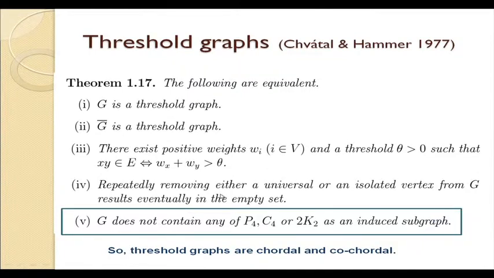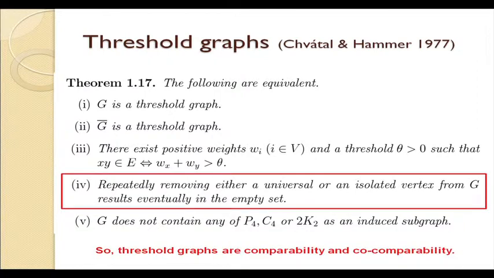The fourth and fifth I'm going to show you in reverse order. The fifth is a forbidden subgraph characterization, very nice structurally. But it's the fourth that is very interesting algorithmically. Repeatedly remove either a vertex that is universal, that means one that is adjacent to everyone, or an isolated vertex. And if you carry out this procedure over and over, it will result eventually in the empty set.